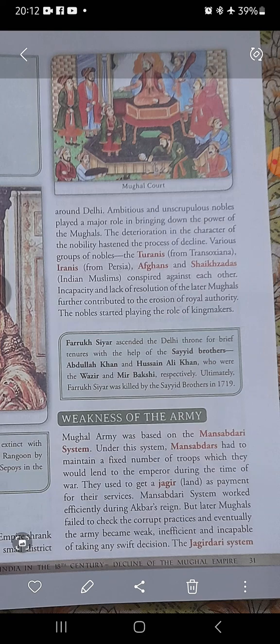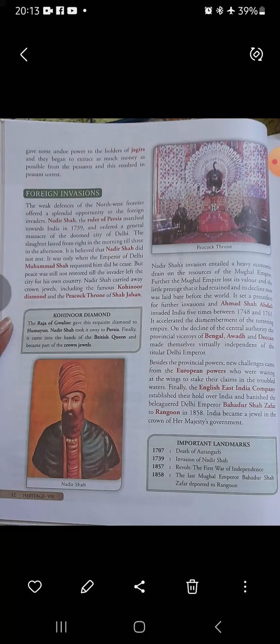Next, the Mughal army was based on the Mansabdari system. Under this system, Mansabdars had to maintain a fixed number of troops which they would lend the emperor during the time of war. They used to get a jagir as payment for their services. The Mansabdari system worked efficiently during Akbar's reign, but later Mughals could not keep up and corrupt practices crept in, and eventually they became very weak. Next came the Jagirdari system. The Jagirdari system gave too much power in the hands of the local Jagirdars, who began to extract more and more money for themselves, and this resulted in political unrest.